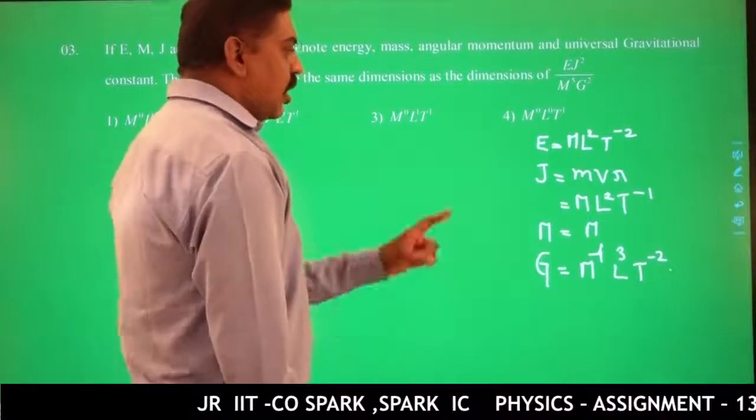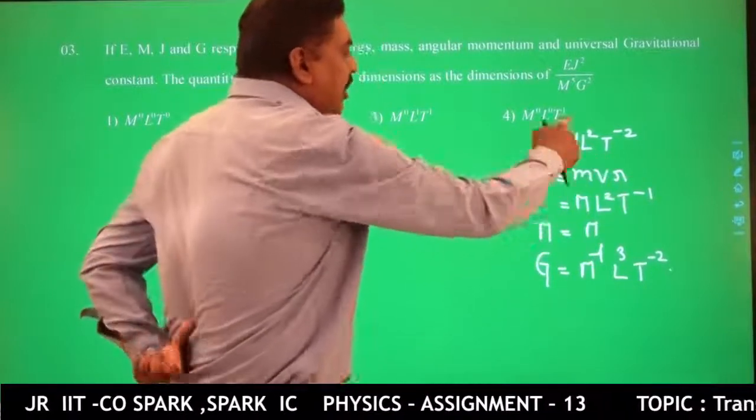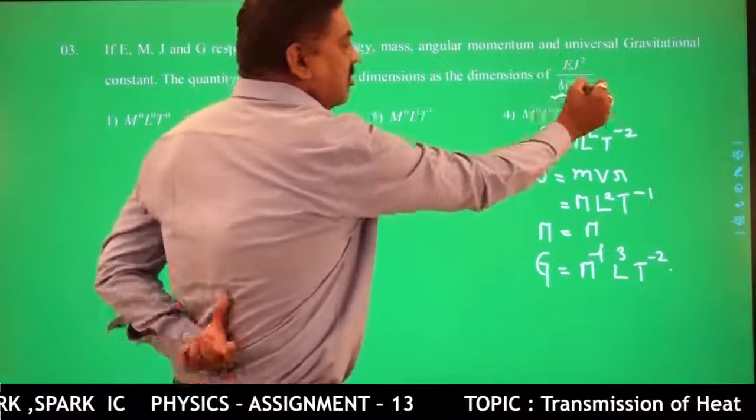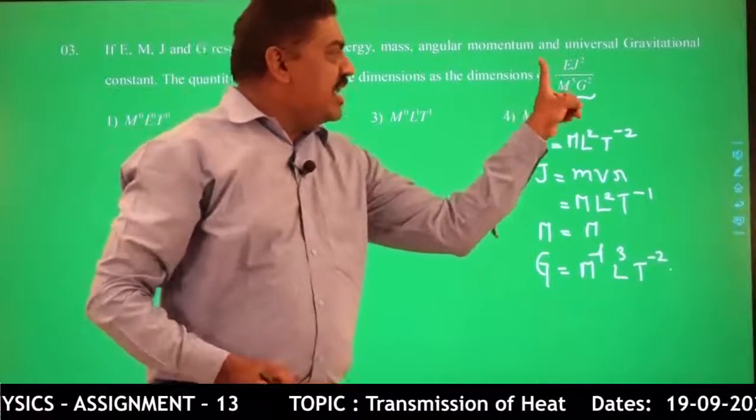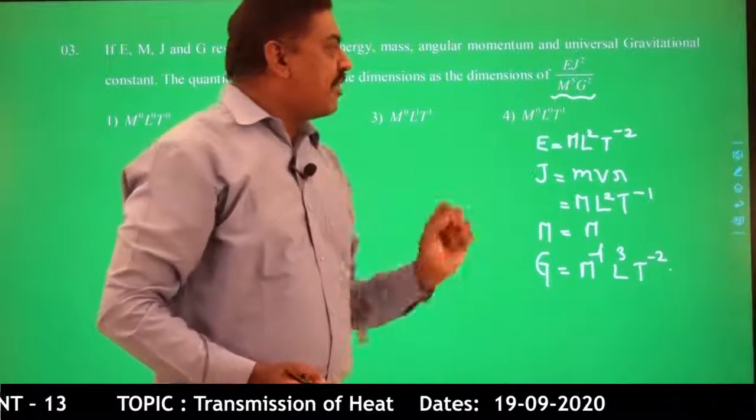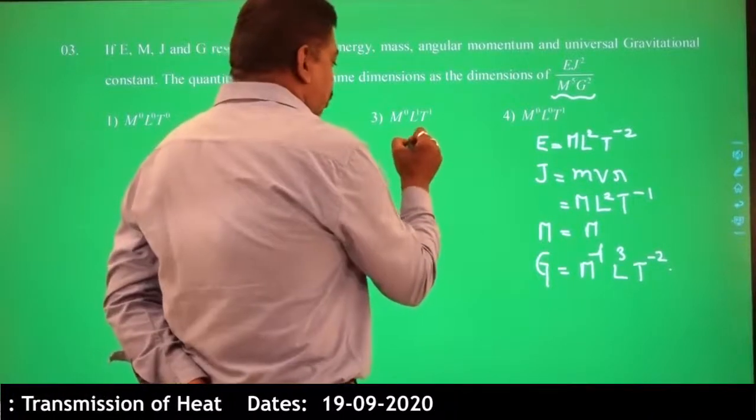Now you have to substitute all these things into this expression. What is the expression you have? E J square by M power 5 G square.